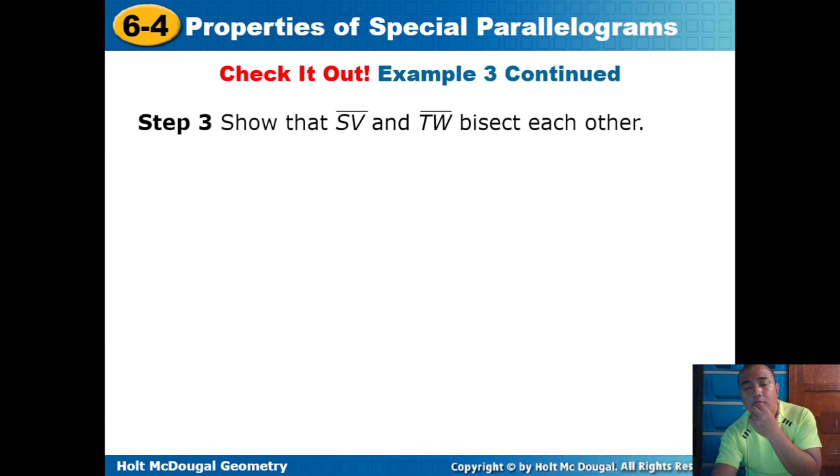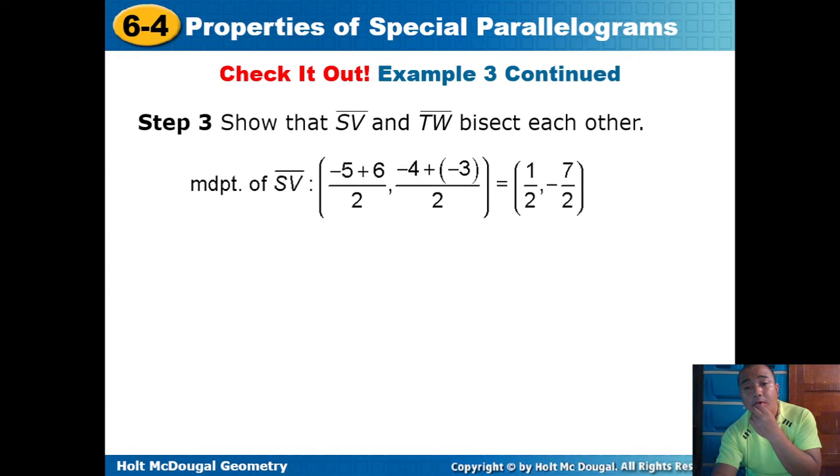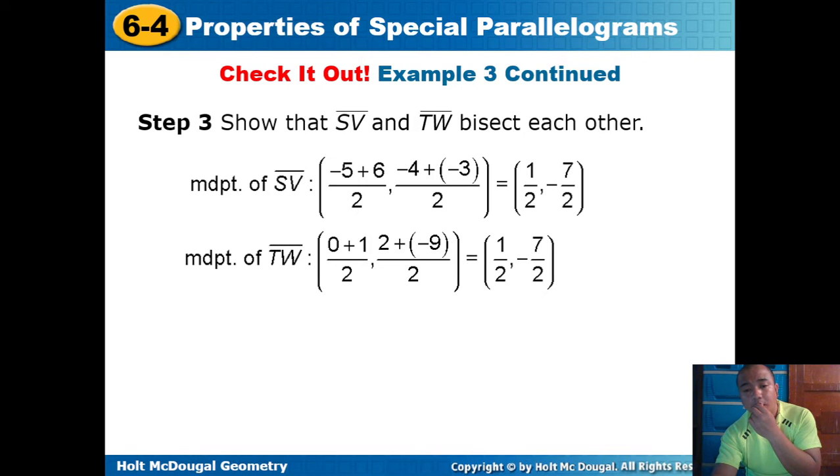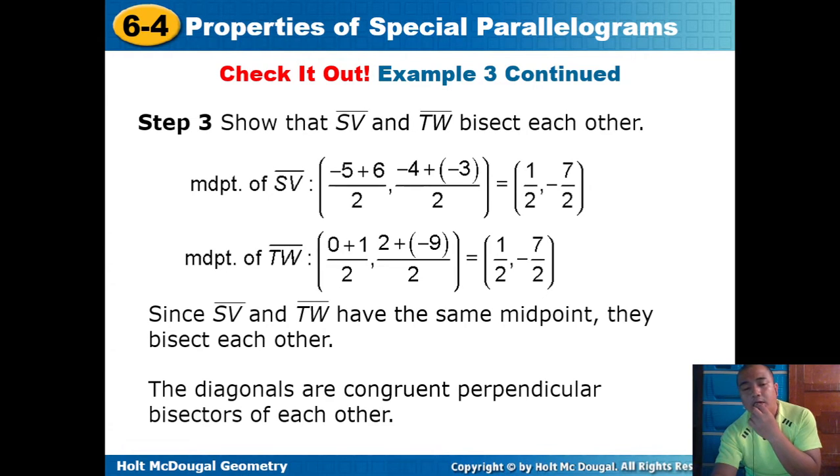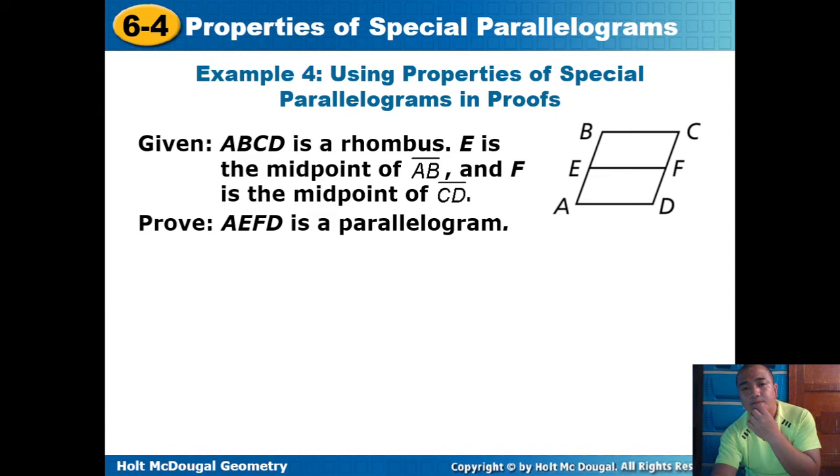And to show that they bisect each other, midpoint formula naman. 1/2, -7/2, 1/2, -7/2. So the diagonals bisect each other because they have the same midpoint. And the diagonals are therefore congruent perpendicular bisectors of each other.